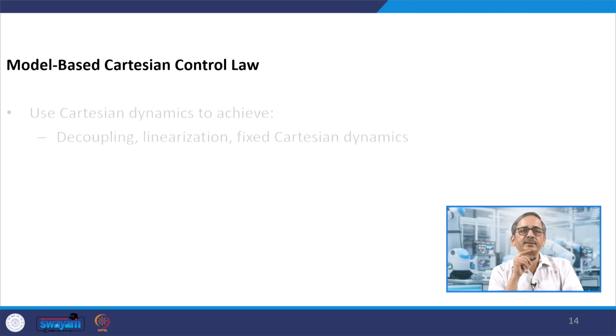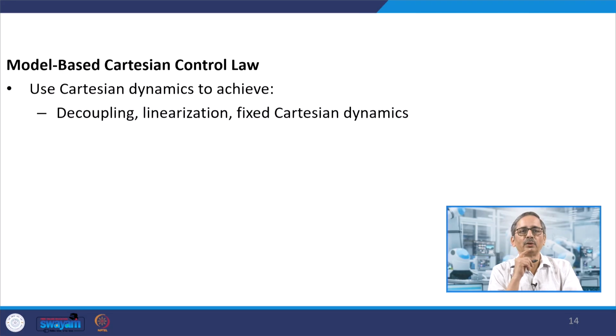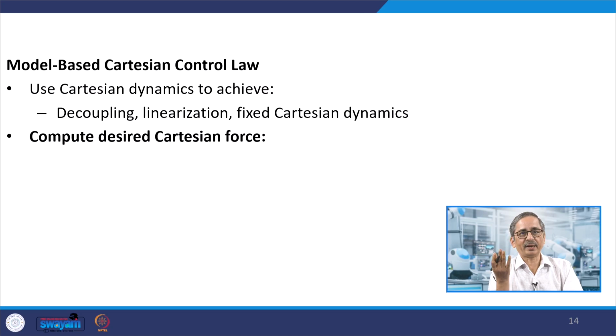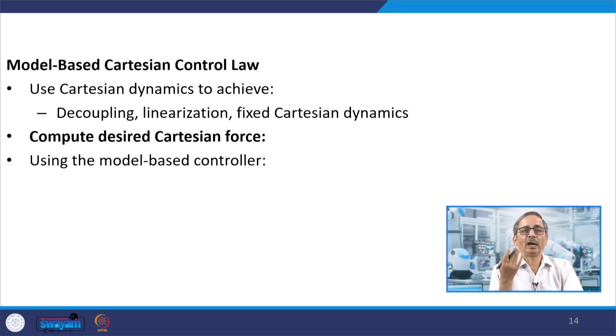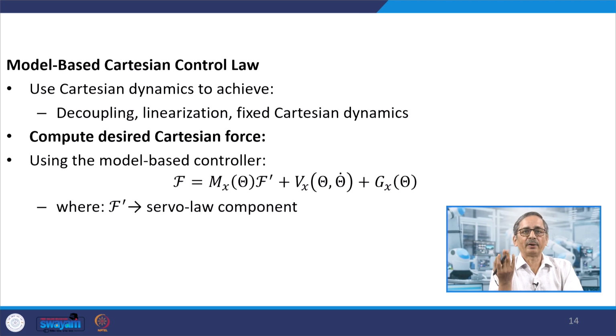Next is the model based Cartesian control law. You see, we use Cartesian dynamics to achieve what? We want decoupling, we want linearization, we want fixed Cartesian dynamics. And to compute the desired Cartesian force using the model based controller, this could be our model based controller. So, this is what we have seen earlier during the partitioned controller. Here F dash is the servo law component.